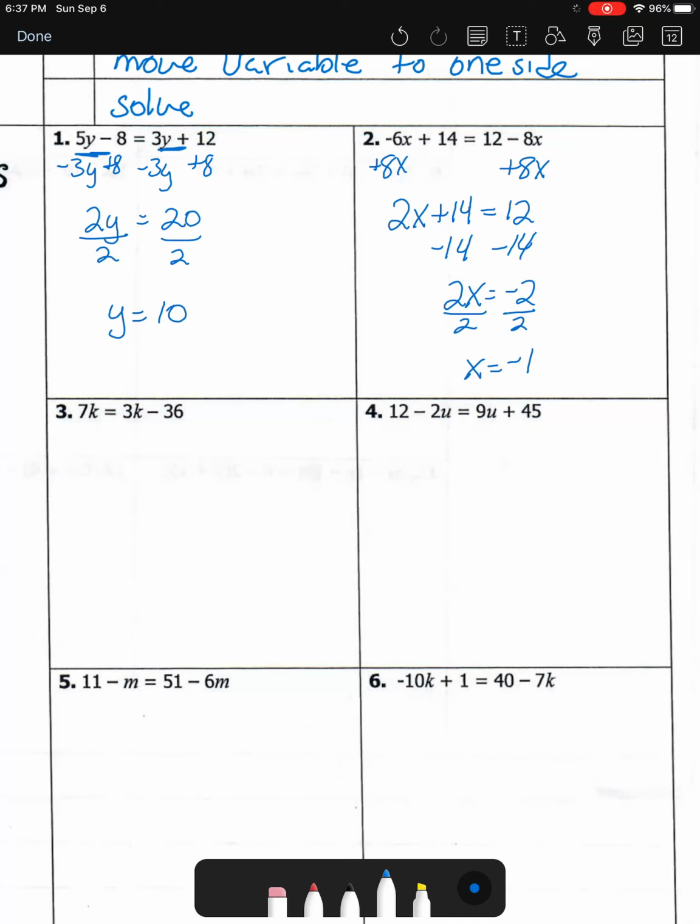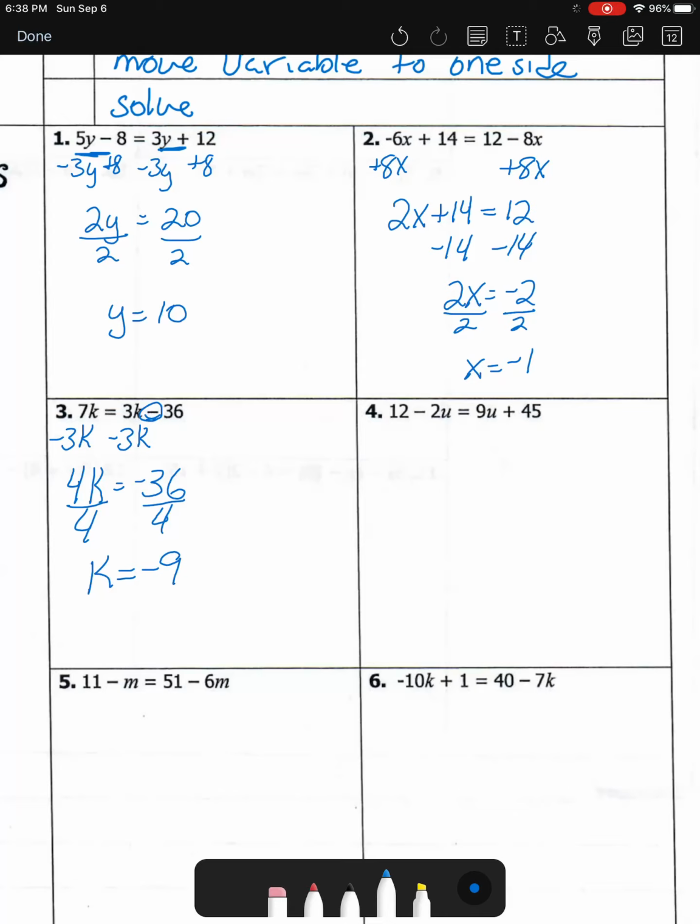Okay. All right. 7k equals 3k minus 36. So again, I'm going to move the smaller one. The smaller one is 3k, so we're going to subtract 3k. So I'm left with 4k is equal to a negative 36. And here comes the, I want to say the kicker, but you've got to make sure we're paying attention to details. That negative sign right here has got to stay with the 36. And the rest of this is definitely not any different. We're going to divide by 4 and get a negative 9.